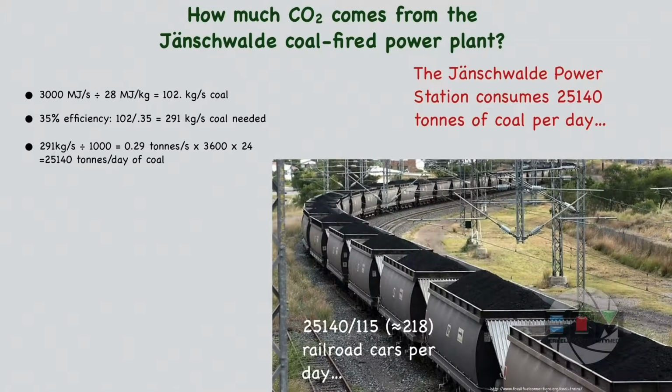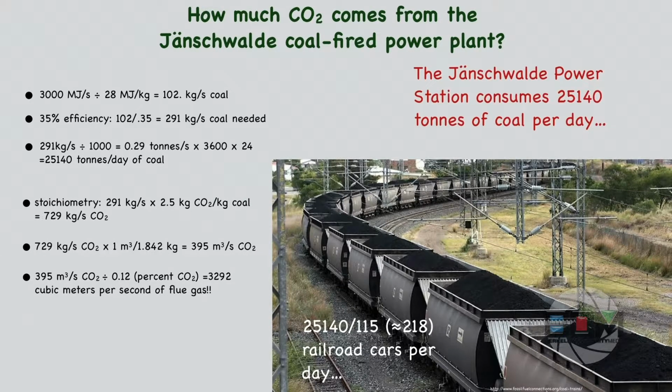So let's put that in perspective. These are big numbers. What that means is that that power plant consumes 218 railroad cars worth of coal per day. And when it's operating, that would be 24/7. All right, so how much CO2 comes from that?